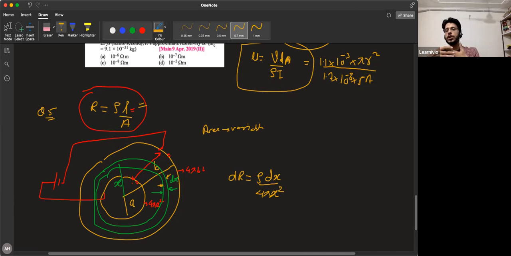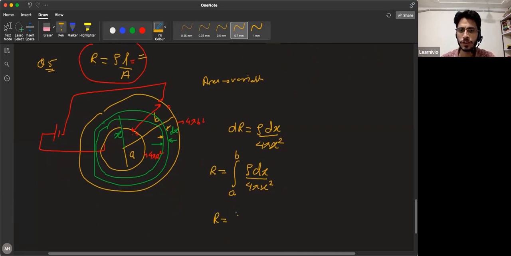See, why are we using this dR in the form of integrals? Because area is not constant, area is variable. It's changing from the inner sphere to the outer sphere. Now let's calculate resistance. What is resistance? It's rho dx over 4 pi x square. The limits are A to B.